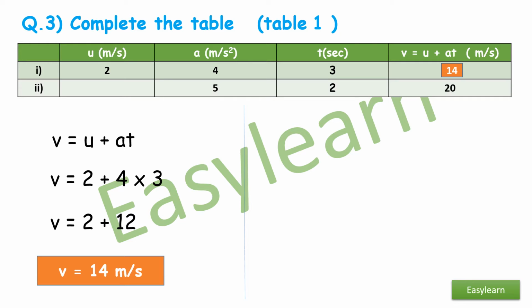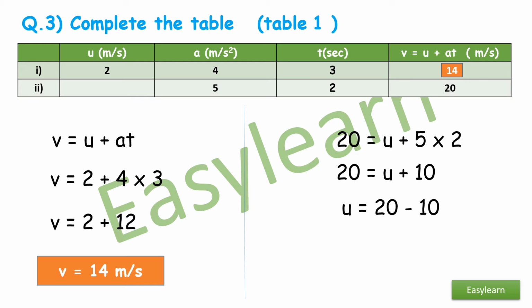Now in the second question, they have given A, T and V, and we have to find U. So again, using the same formula, let's substitute the values. 20 is equal to U plus 5 into 2. That is 20 is equal to U plus 10. Now we want U. So U is equal to 20 minus 10. Therefore U is equal to 10 meter per second. So that is the second question.